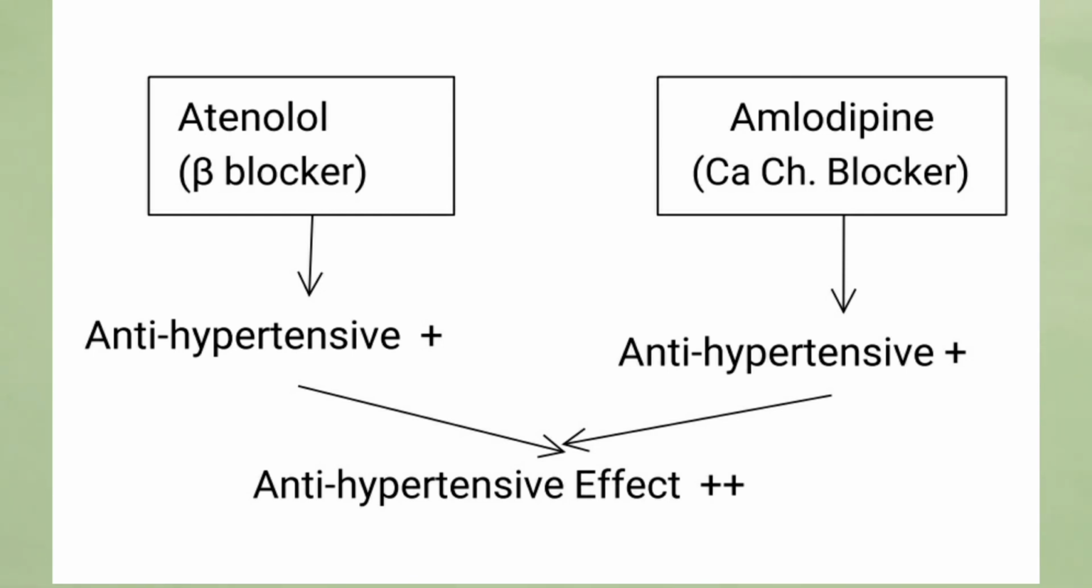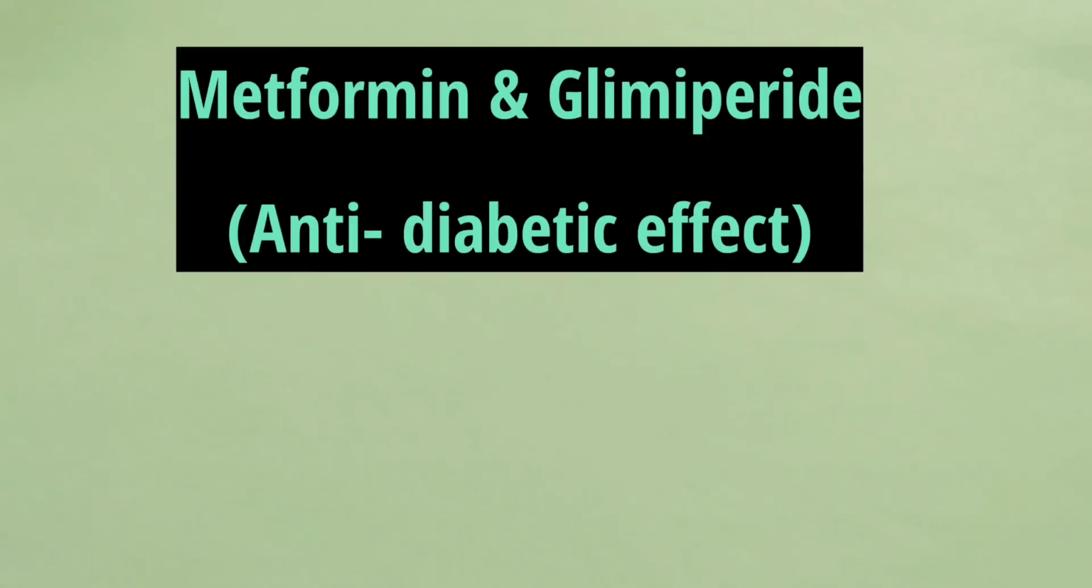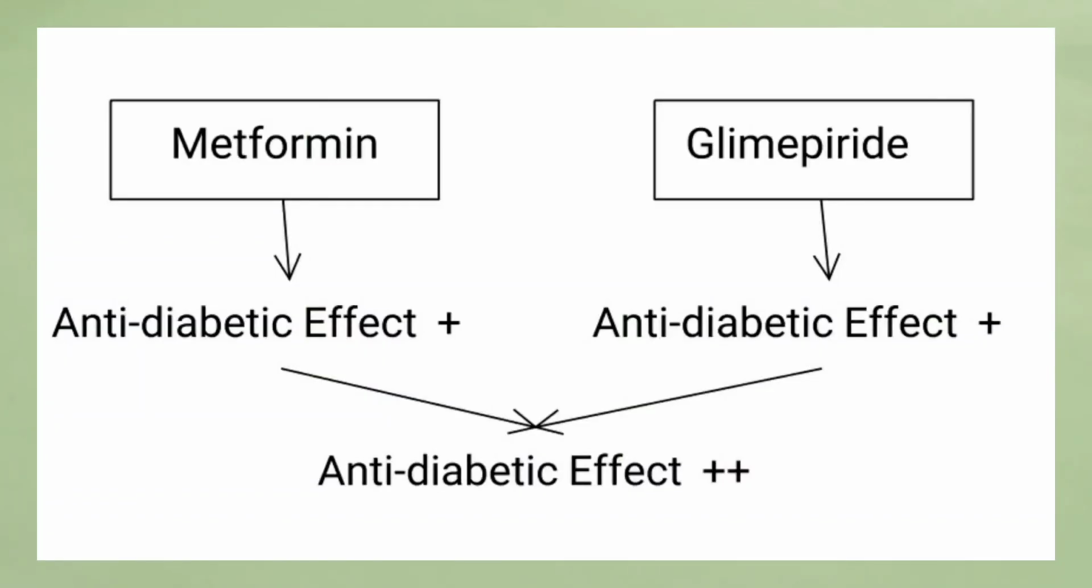The next example, atenolol is a beta blocker. It blocks the beta-1 receptors of the heart, decreases the cardiac output and exerts an antihypertensive action. Amlodipine, on the other hand, is a calcium channel blocker which blocks the entry of calcium ions, causing vasodilatation and a fall in blood pressure, and exerts an antihypertensive action. So atenolol when combined with amlodipine produces a greater antihypertensive effect.